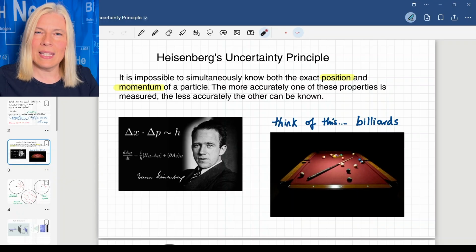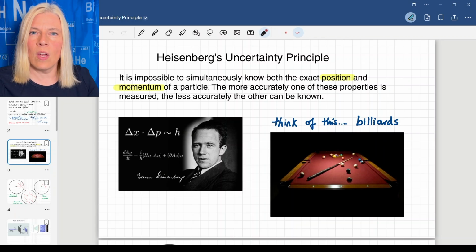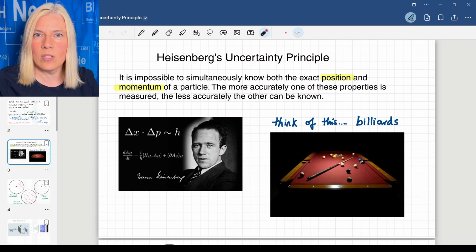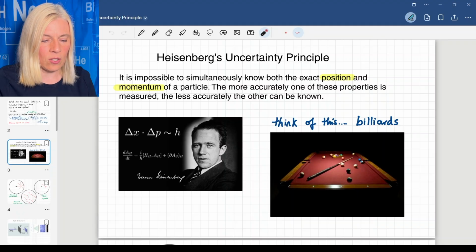So that's the same idea here. If you try to find out where an electron is, they are so small that the only way of telling where the electron is by hitting it with another electron. But the act of hitting it will change its position and momentum of that electron.